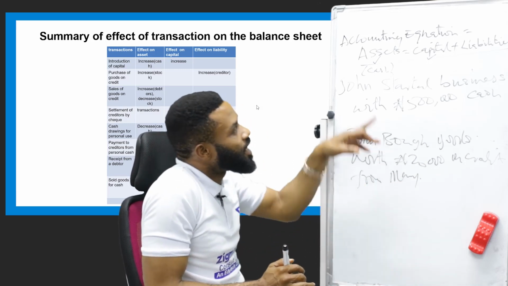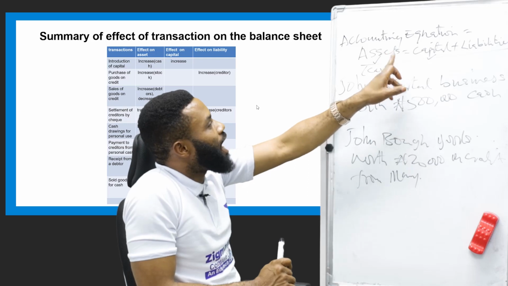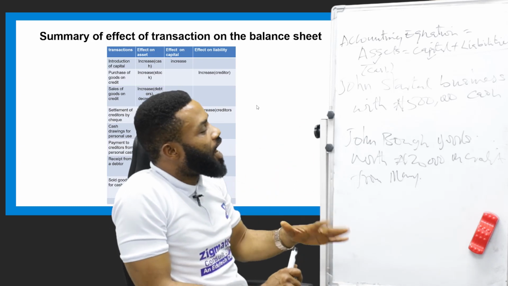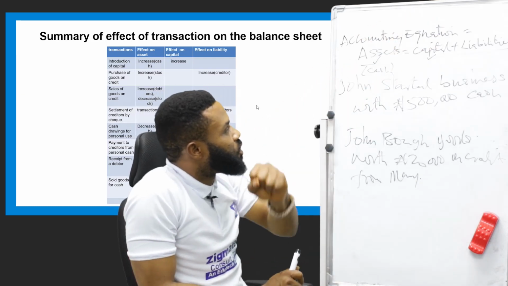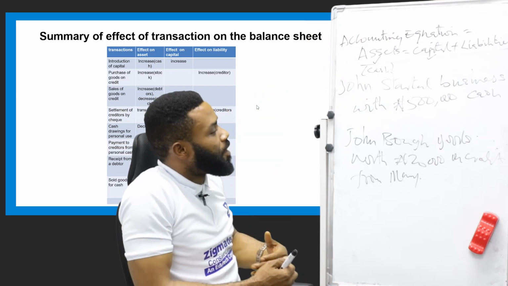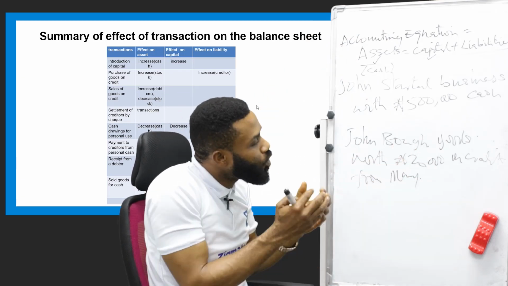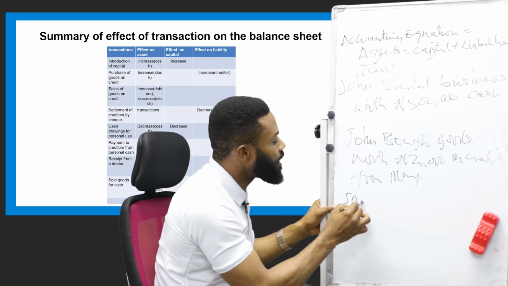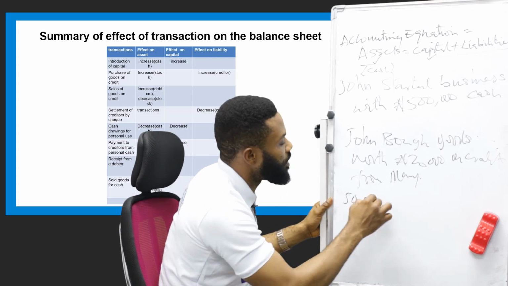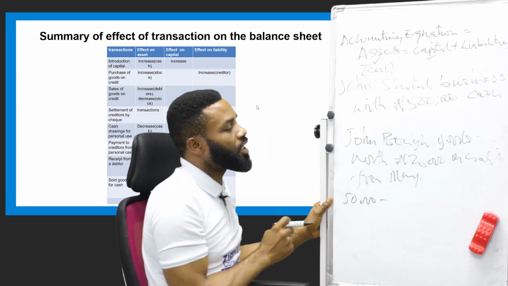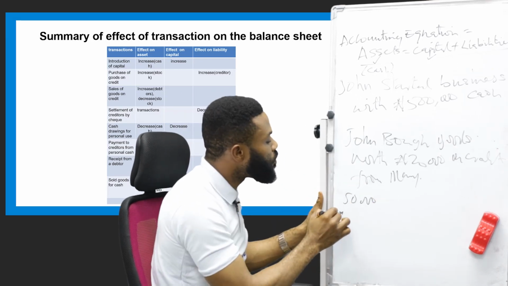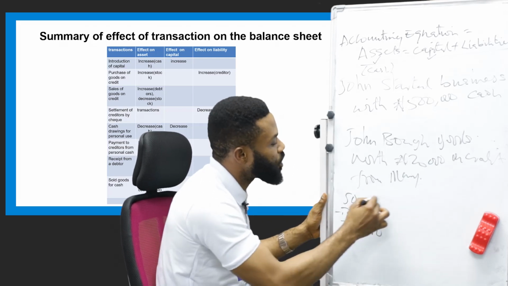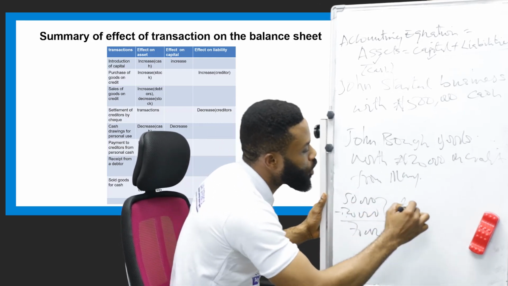Remember we have said that the equation is between asset, capital, and what? Liabilities. These are claims of outsiders over the business. This is what the owner of the business introduced, and this is the worth of the business. So when we say bought goods worth this, let's assume we are having 50,000 worth of goods in the company, and we have bought 20,000 naira, that means it's going to be 70,000. That means our stock has increased. So stock is affected.